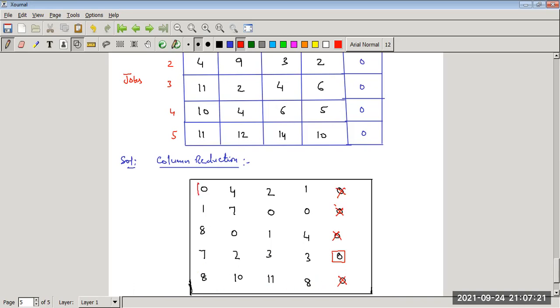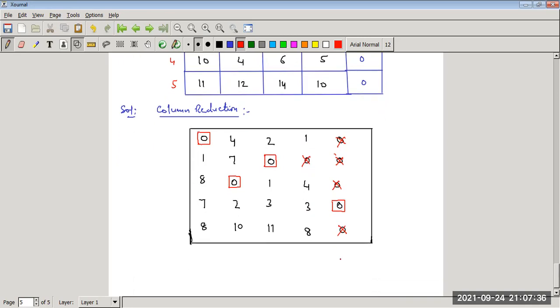In the first column, there is only one 0, assign this 0, and there is no other 0 in this row. In the second, there is only one 0, assign this. In the third, there is only one 0, and this 0 is crossed out. In the fourth, there is no 0. So we make the assignment, but the number of assignments is only 4, while the number of rows or columns is 5. So the assignment process is not complete.